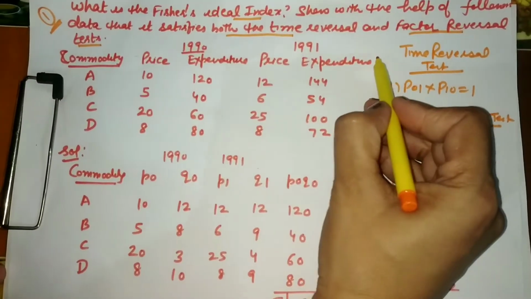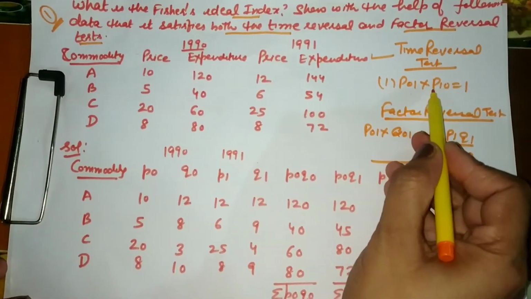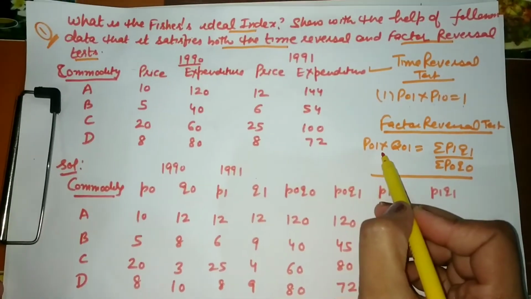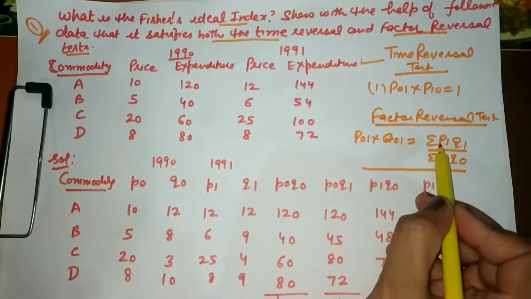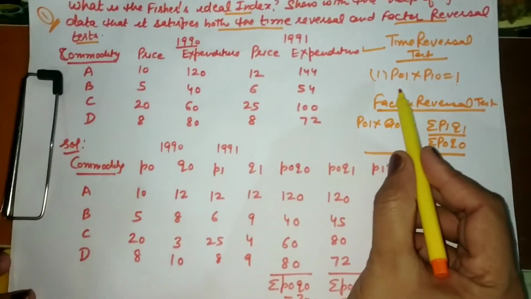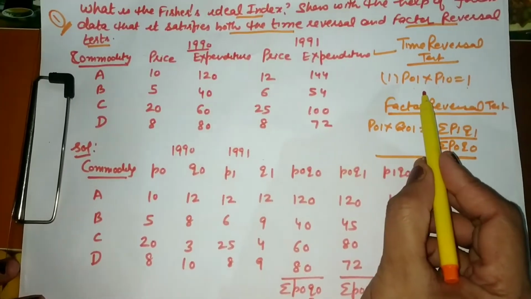So the condition for the time reversal test is P01 into P10 equal to 1, and for the factor reversal test, P01 into Q01 is equal to sigma P1 Q1 over sigma P0 Q0. Here 0 is for the base year and 1 for the current year.